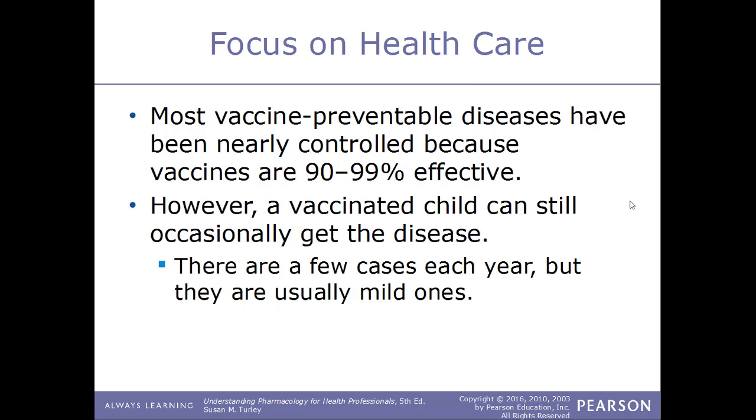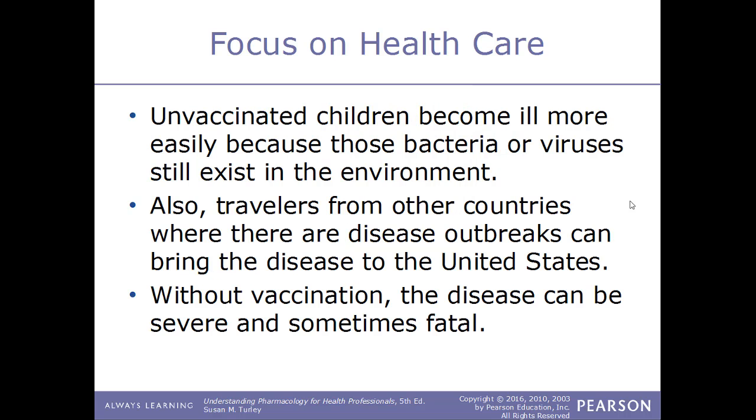Most vaccine-preventable diseases have been nearly controlled because vaccines are 90 to 99% effective. However, a vaccinated child can still occasionally get the disease. Now, there are only a few cases each year, but they are usually mild ones. Unvaccinated children become ill more easily because those bacteria and viruses still exist in the environment. Also, travelers from other countries where the disease outbreaks can bring the disease to the United States. And without vaccination, the disease can be severe and sometimes fatal.